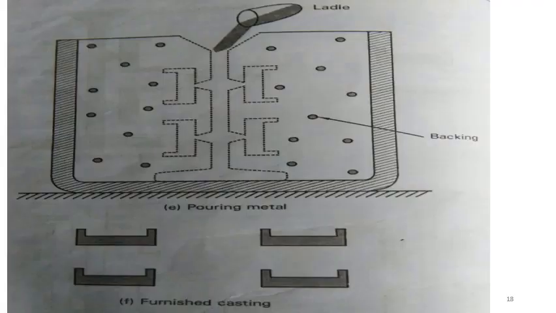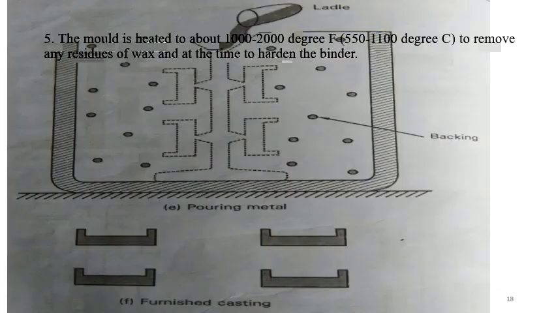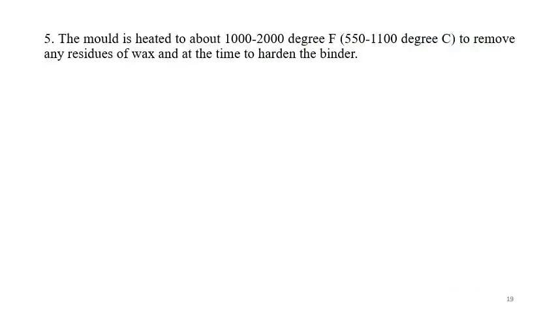You can see this very clearly. All four to five parts are completed, then we are ready to put in the molten metal. After that, we get the final casting components one, two, three, four. These are the four components we get. The mold is heated to about 1000 to 2000 degrees Fahrenheit or 552 degrees centigrade, to remove any residual wax and harden the binders.